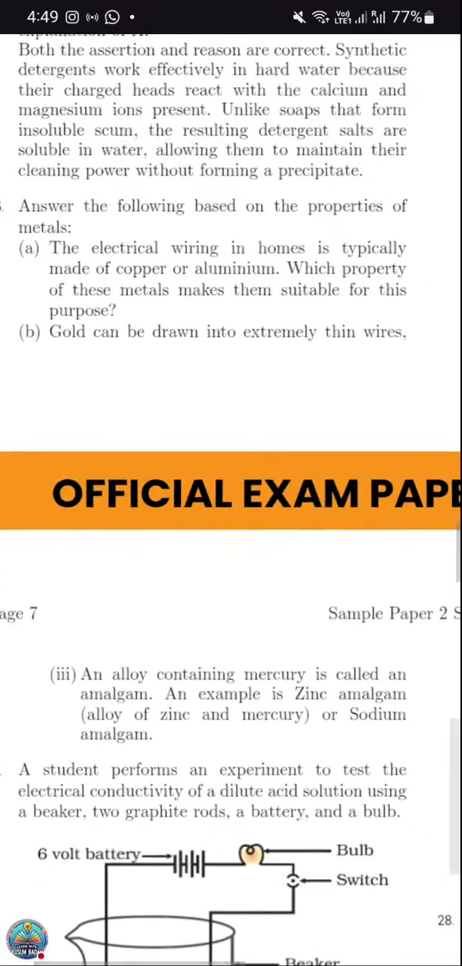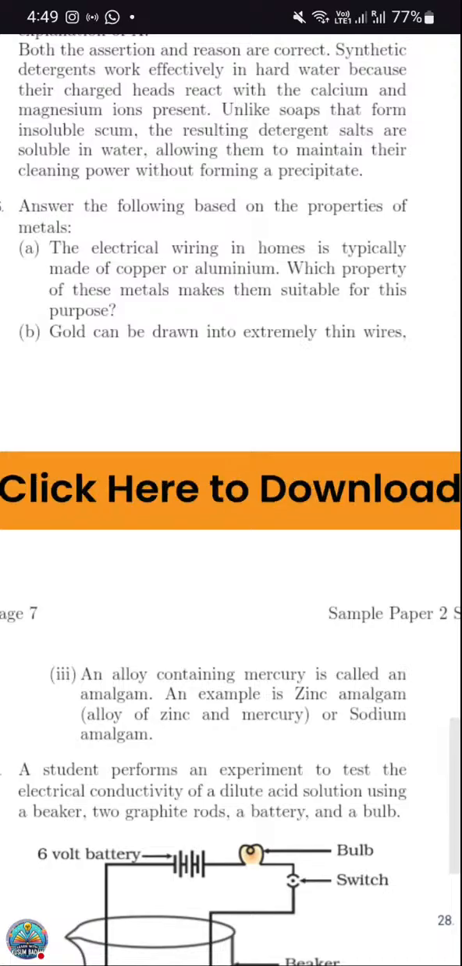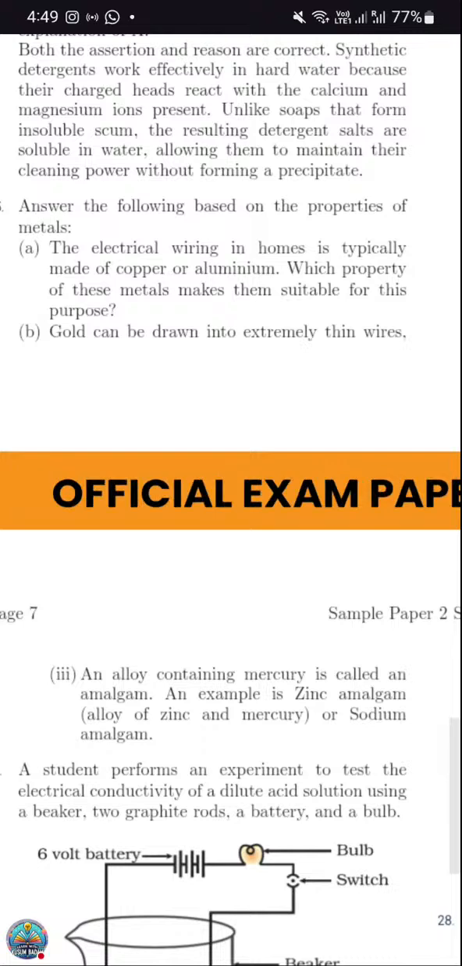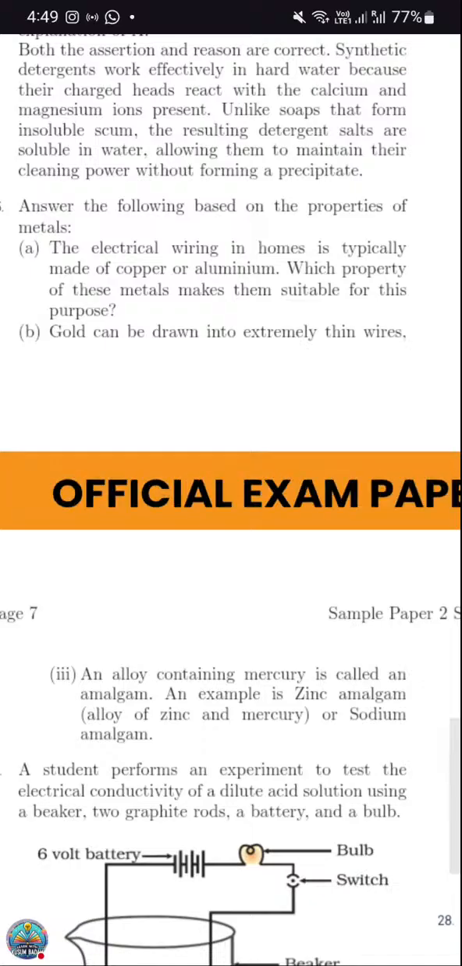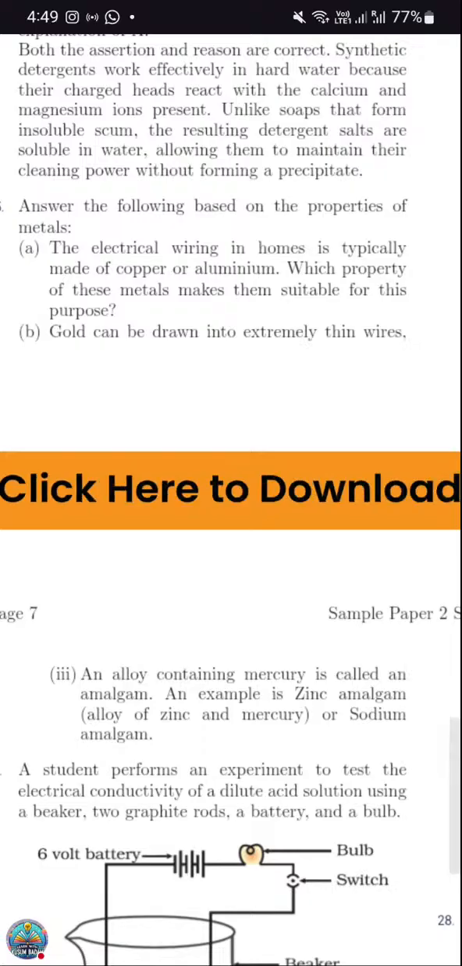Electric wiring in the home is typically made up of copper or aluminium. Which property of these metals? If you recall yesterday's question paper, there also we had a question based on properties of metals. So physical properties of metals, all of you go through thoroughly. It is a very simple question. So let's recall the physical properties.